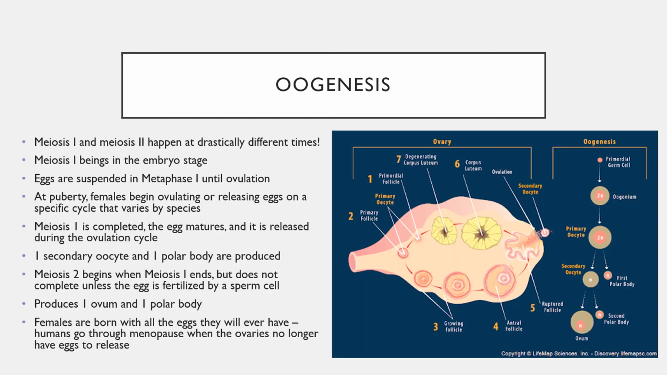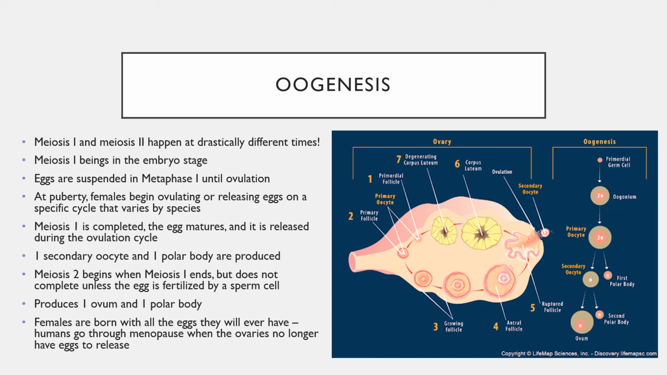Now, females, it's significantly more complicated. Meiosis 1 and meiosis 2 happen at drastically different times. In the males, you're seeing them happening one right after the other. With females, meiosis 1 happens when you are an embryo. So while you are still in utero, meiosis 1 is occurring. But it only occurs up to about the end of metaphase 1. Then the eggs become kind of suspended, like they're being frozen for a trip across space or something like that.